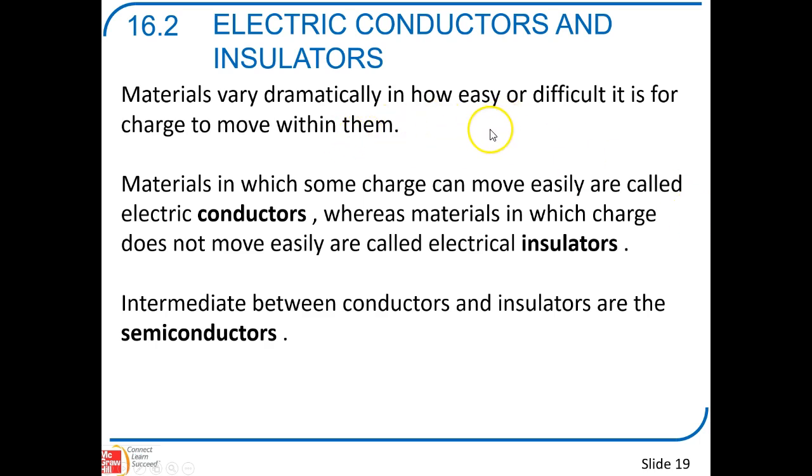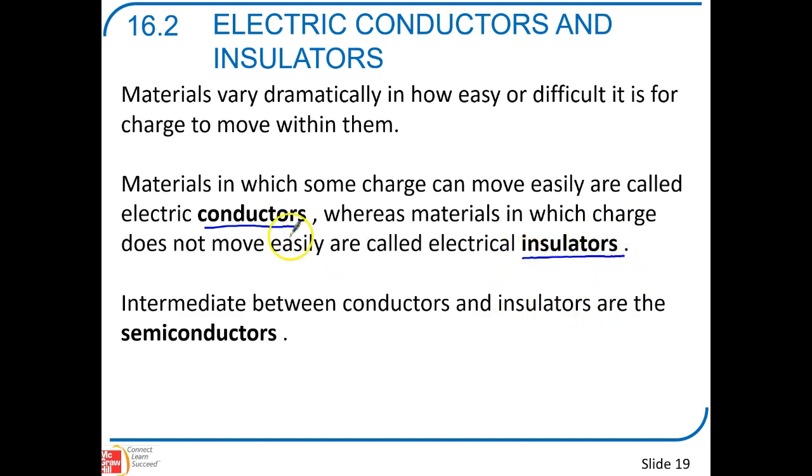Different materials do vary dramatically in how easy or how difficult it is for charge to flow or move within them. Things that have an easy time allowing charge to move through are called conductors, and things that have a little bit of trouble with charge moving through are called insulators.